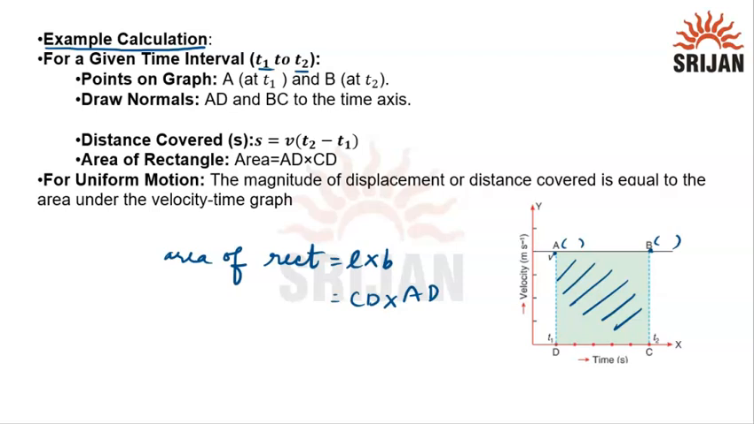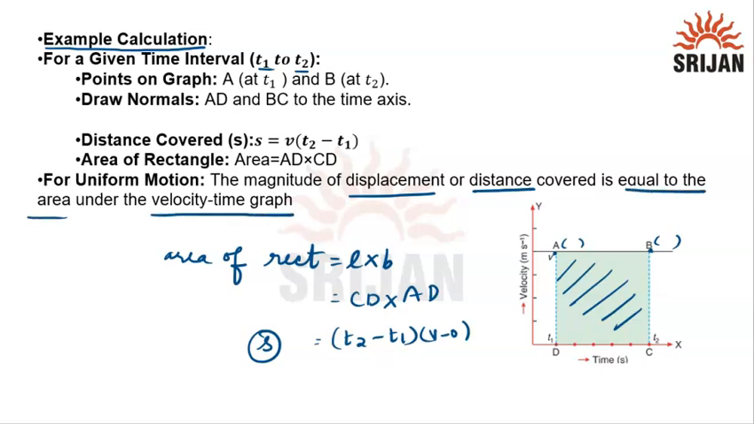CD is the difference between time intervals, that is T2 minus T1. And AD is the difference between the velocity intervals, from 0 to V, that is V minus 0. From here we get the distance covered, S, the area under this graph. So the magnitude of displacement or distance covered is equal to the area under the velocity time graph.